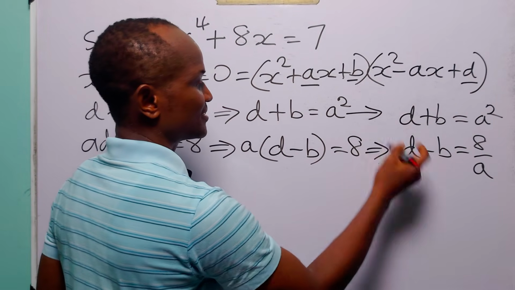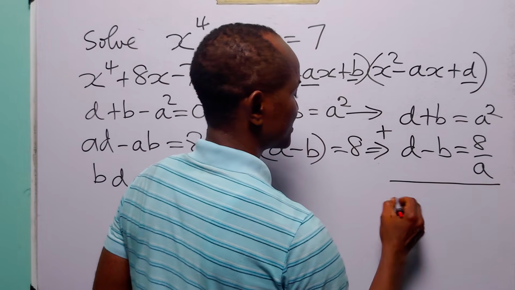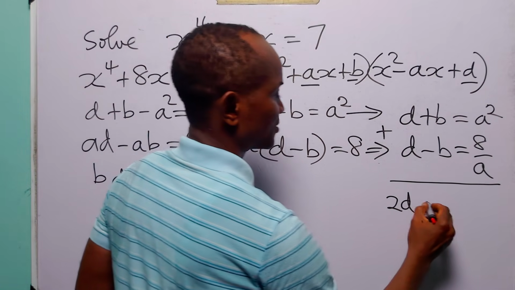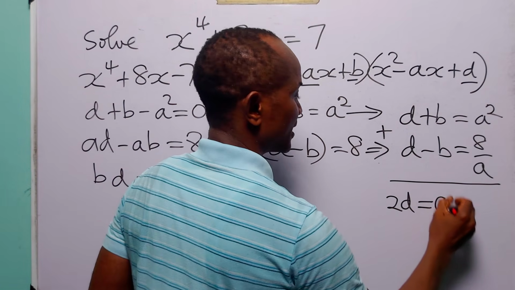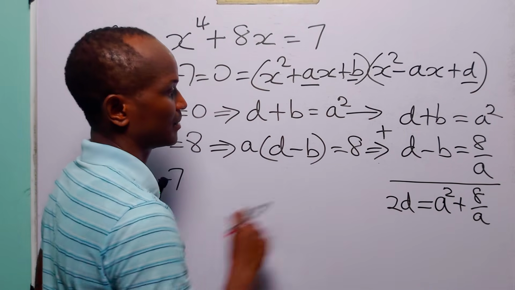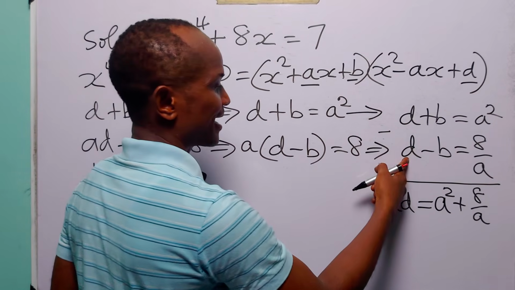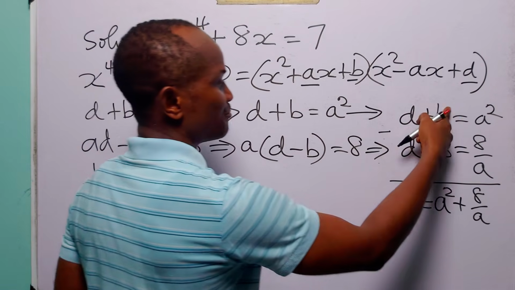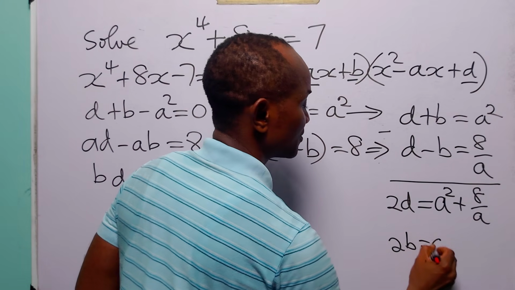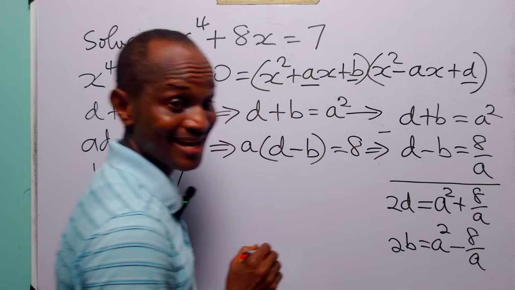Now let us add these two equations. When we do that, d plus d is 2d. b minus b is equal to 0. So we have that 2d is equal to a squared plus 8 over a. Let us subtract the second equation from the first equation. d minus d is equal to 0. b minus minus b is equal to 2b, and this is equal to a squared minus 8 over a.